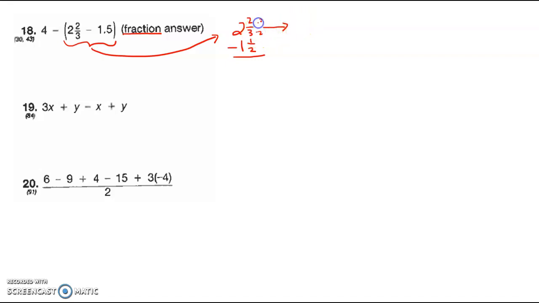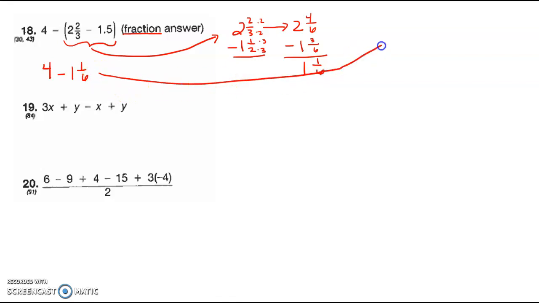So let's multiply this by 2. 2 4/6 minus, times 3, 1 3/6. So 4 minus 3 is 1. 2 minus 1 is 1. So now I have 1 1/6. I have 4 minus 1 1/6.